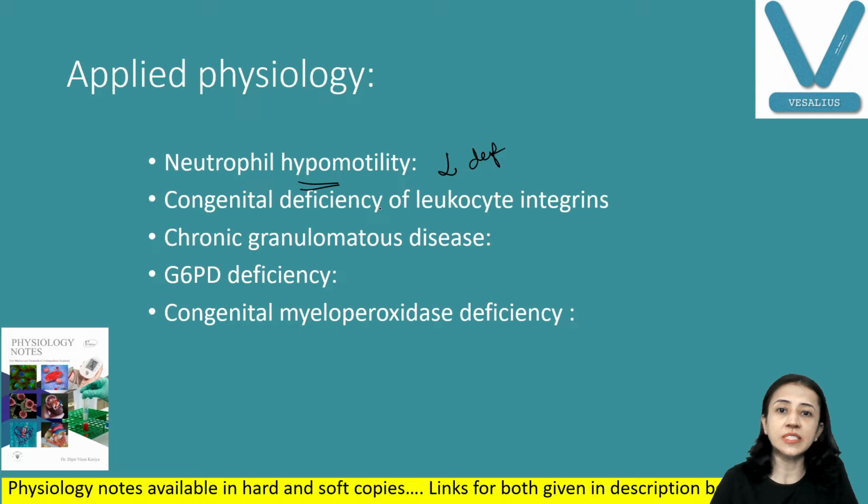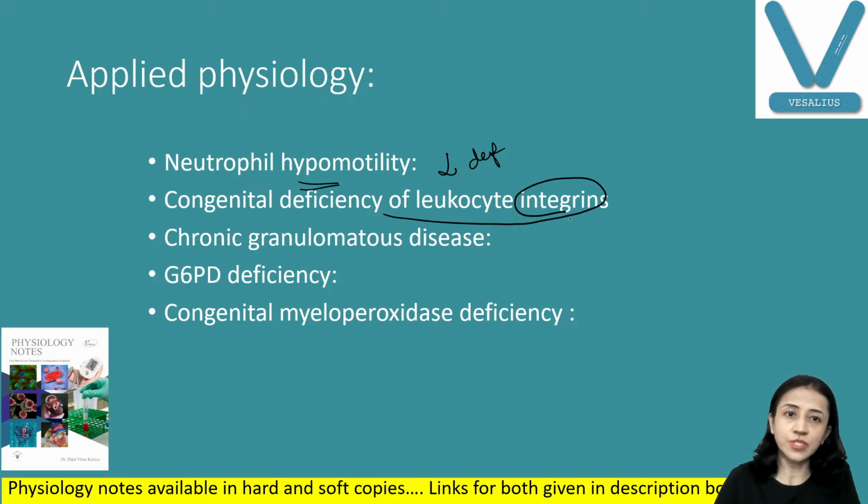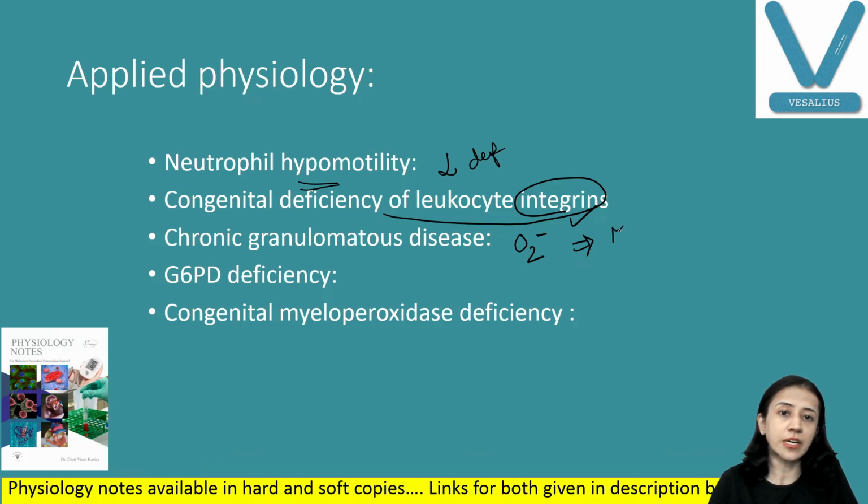Another applied aspect is congenital deficiency of leukocyte integrins, that also results in defect in the defensive action. Chronic granulomatous disease: here there is failure of generation of superoxide O2 minus in the neutrophil and monocytes, and by that they cannot kill the microorganism.